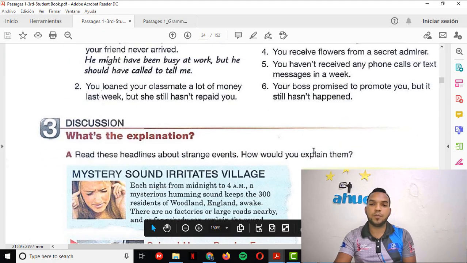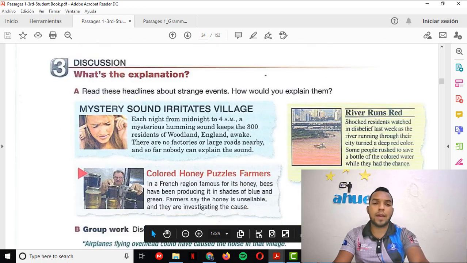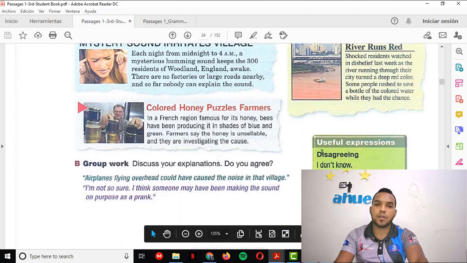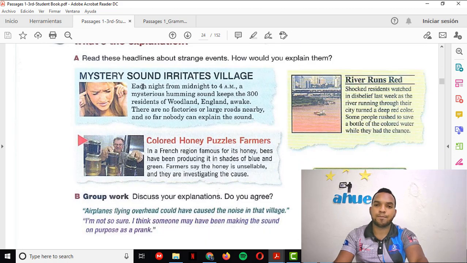All right, so here we have part of some discussions. These are some headlines that we have here from different pieces of information. How would you explain that? The mystery sound irritates village, the color honey puzzles farmer, river runs red. Oh my goodness, the river runs red. Wow, this would be different, right? I think that when the river runs red, it is because of bacteria that they get.